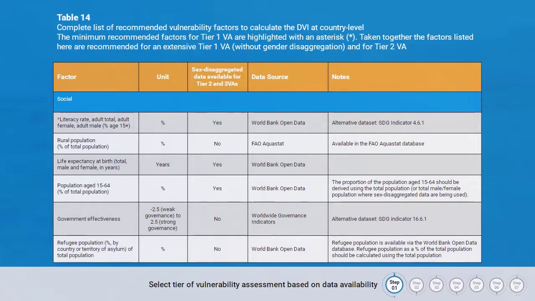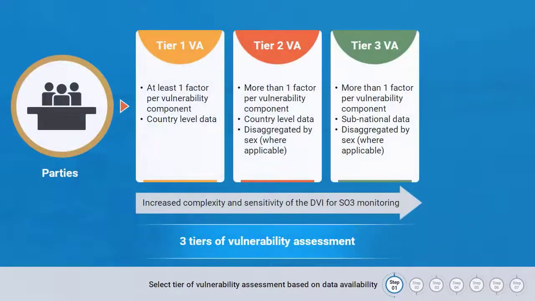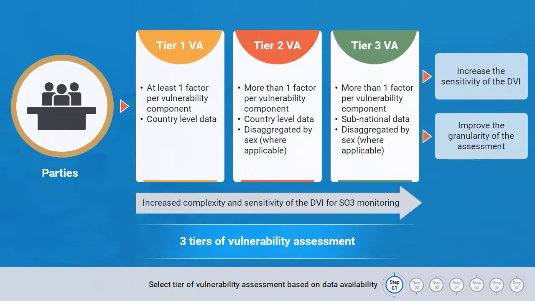Table 14 of the Good Practice Guidance for National Reporting on Strategic Objective 3 sets out the recommended sources of data for Tier 1 vulnerability assessments. If data at national level exists, parties are encouraged to move up the tiers of vulnerability assessment in order to increase the sensitivity of the DVI and improve the granularity of the assessment.